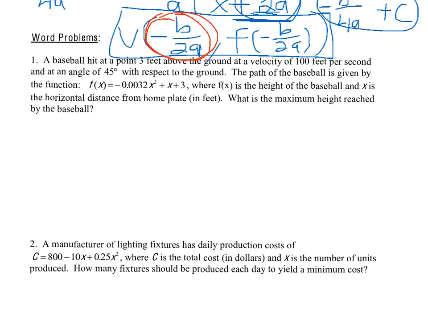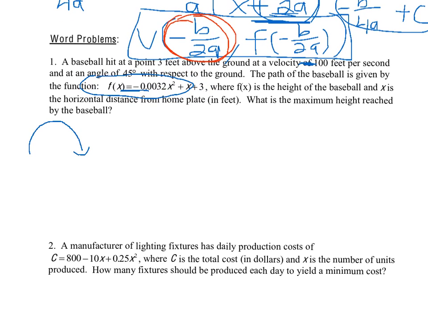Okay, this first word problem is basically the flight or path of a baseball. So a baseball is hit at 3 feet above the ground. This 100 feet per second at an angle of 45 degrees with respect to the ground really doesn't matter to us. The path of the baseball is given by this function. All right, here's the main part. The leading coefficient's negative. That makes sense because a negative leading coefficient gives this. This is what the parabola looks like. Well, that looks like the flight of a ball.